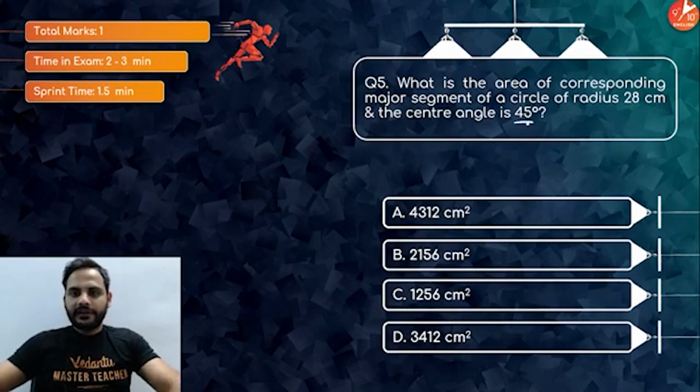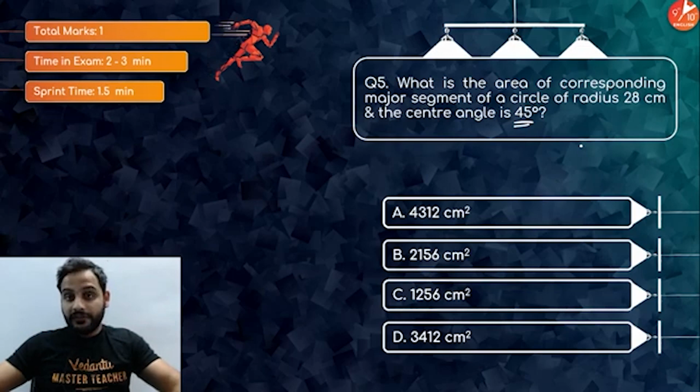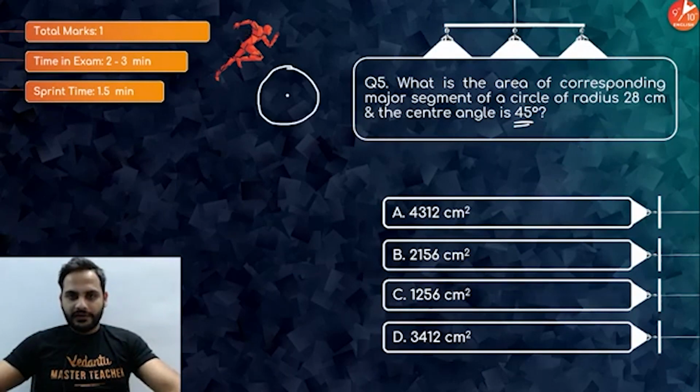We know when the central angle is acute, it is representing what? When the central angle is less than 180 degree, it is representing a minor sector, right? If the central angle is more than 180 degree, that means when we have a reflex angle, in that case we'll say we have a major sector, right? So here the angle is 45 degree, that means we are talking about the minor sector, something like this. ठीक है, this angle is 45 degree. Now they are not asking the area of this minor sector, they are asking you the area of this major sector, where radius is 28.